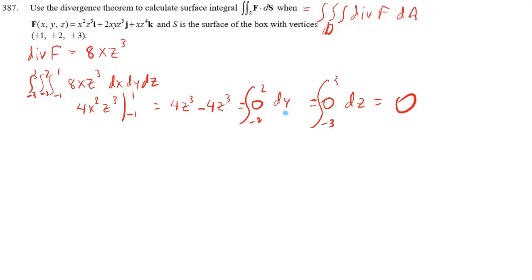Now, not everything works out this nice when you're doing integrals, so again, you can do them on your calculator if you need any help.